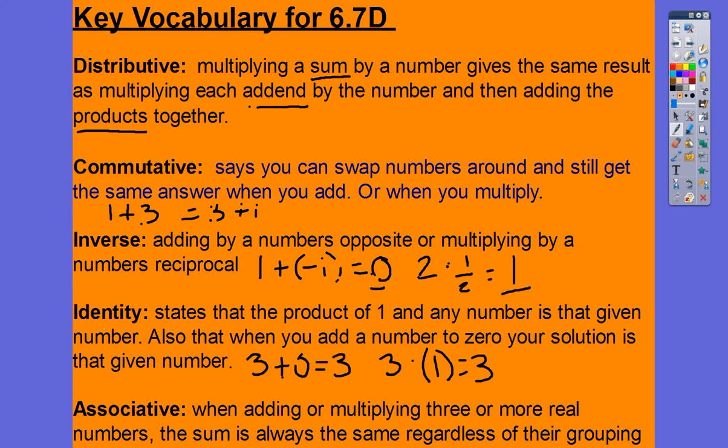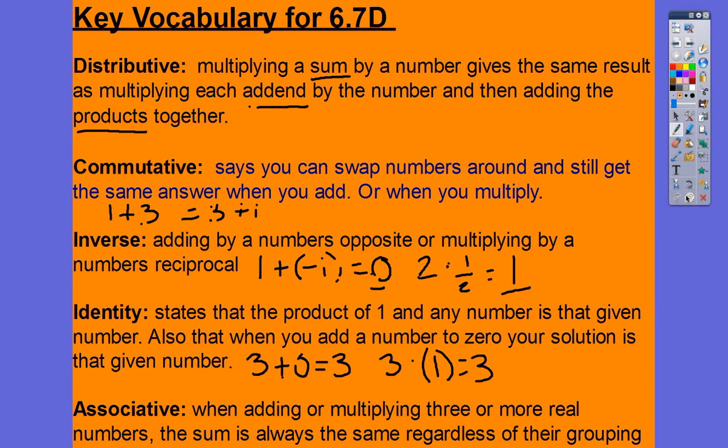And then we have the associative property. When adding or multiplying 3 or more real numbers, the sum is always the same regardless of their grouping. So that's telling them that they can move the parentheses around however they want, and they're still going to get the same answer. Okay, now we do have a more in-depth notes page. This is just vaguely going over everything.